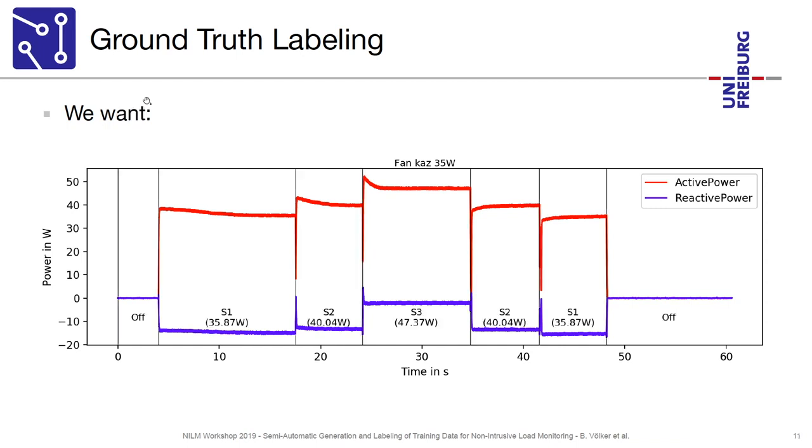So we want the exact time when a state change occurs and when the power increase occurs, for example. And we also want the information which state the device is in. For example, for this desktop fan, that would be the speed settings of the desktop fan. It has just 3 speed settings, which you can traverse with one button through all these settings.